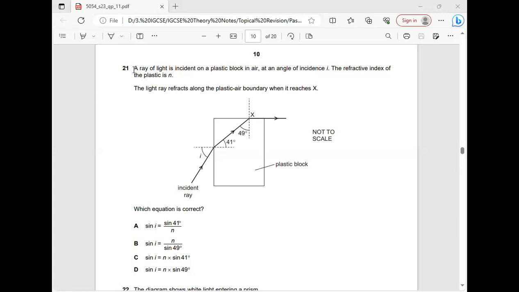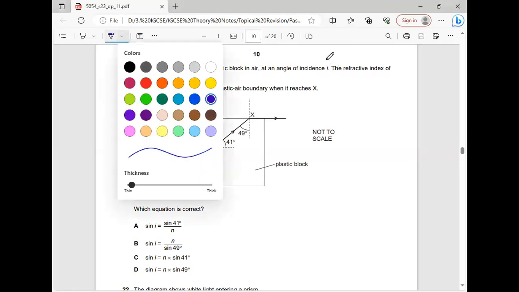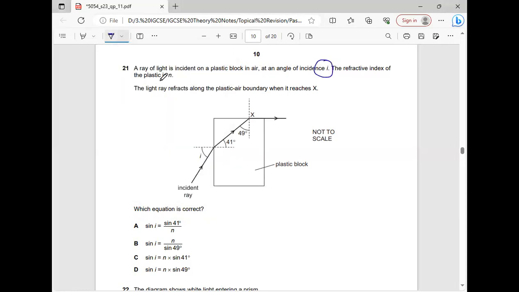In question number 21, a ray of light is incident on a plastic block in air at an angle of incidence I. So the angle of incidence is given, it is equal to I. The refractive index of plastic is N, the generalized symbol of refractive index. The ray of light refracts along the plastic-air boundary when it reaches X. Which equation is correct?